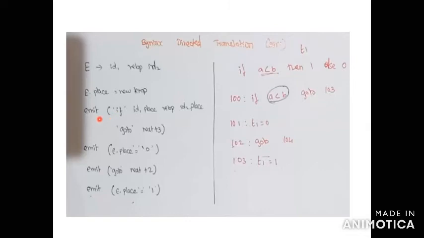Emit means the 3 address code statement will be placed into the output file in the right format: if ID1.place relational operator ID2.place go to next state plus 3. Here you can check 100: if A less than B. So write emit. Emit means you have to place it in the output file in the right format.